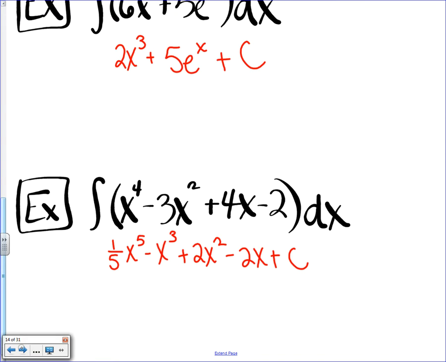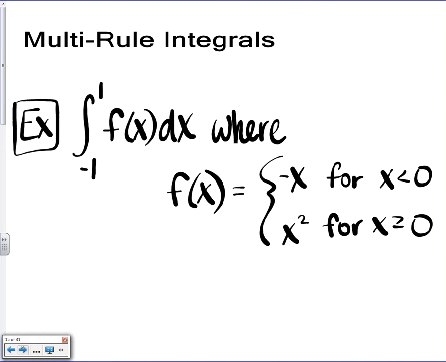Okay, next topic I want to talk about today is multi-rule functions, meaning piecewise functions. If you have a piecewise function, you are going to need to split your integral into pieces. And when you do that, you need to be certain that you take care of the entire interval that you were originally supposed to do your derivative of.